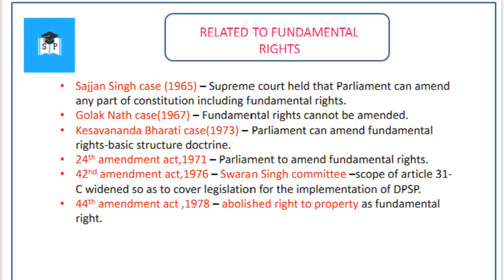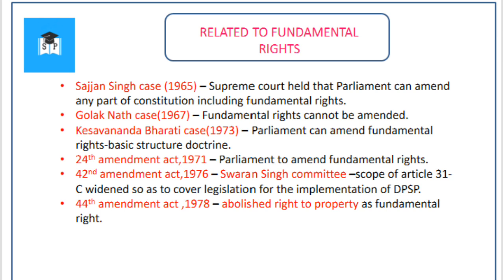Now let's look into the amendments which are related to the fundamental rights. There have been debates on whether the fundamental rights can be amended. In the Sajjan Singh case of 1965, the Supreme Court held that the Parliament can amend any part of the Constitution including the fundamental rights. But in the Golaknath case of 1967, the Supreme Court held that the fundamental rights cannot be amended. Later on in the Keshavananda Bharati case of 1973, the Supreme Court held that Parliament can amend the fundamental rights, but the Supreme Court also put forward the basic structure doctrine.